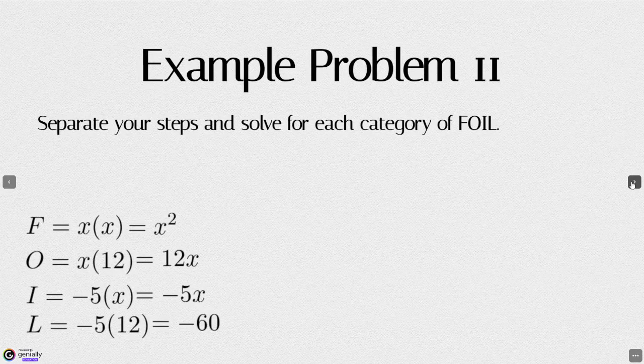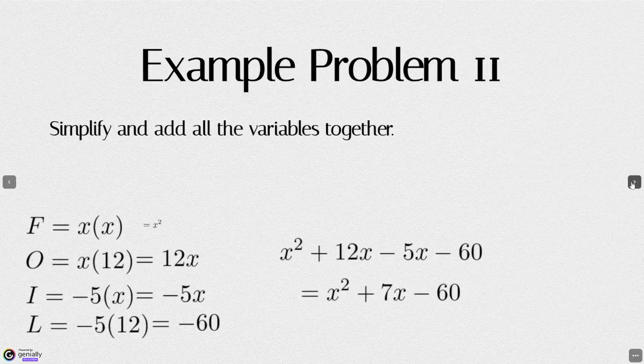When we simplify all of these values together, we get F is equal to x squared, O is equal to 12x, I is equal to negative 5x, and L is equal to negative 60. When we put all of these values together into our final polynomial, we will find that we get x squared plus 12x minus 5x minus 60. When it's simplified, we are left with x squared plus 7x minus 60. And you're done. That is your final answer.